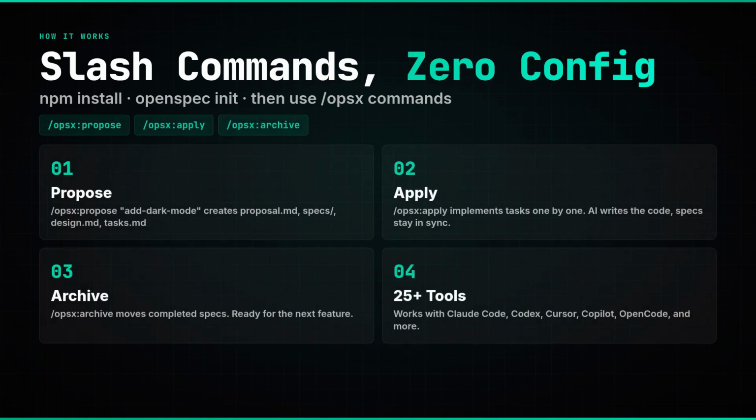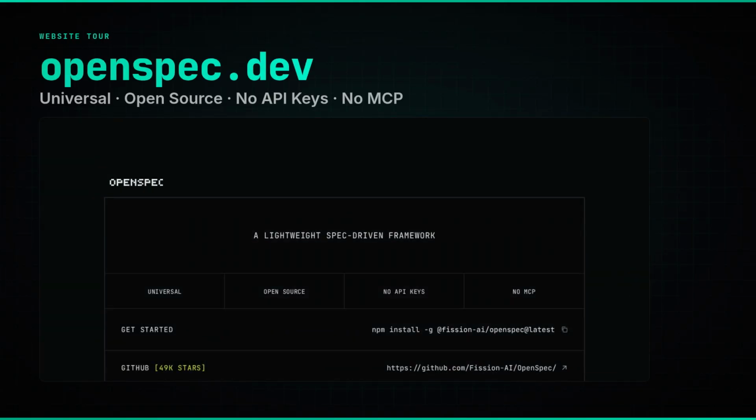OpenSpec stands out because it is lightweight and fluid, not rigid. It works on existing code bases, not just new projects. And unlike GitHub Spec Kit which uses rigid phase gates and Python setup, or AWS Kiro which locks you into their IDE, OpenSpec is a single npm install away.